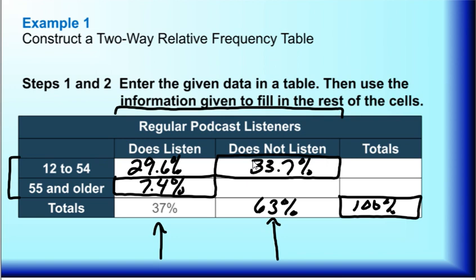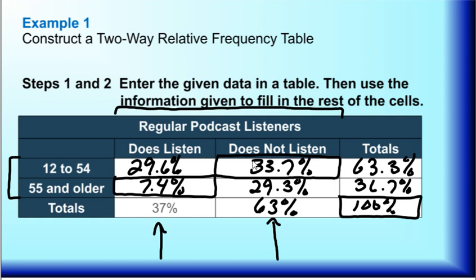Now I can find the middle box by taking 63% minus 33.7%, and I get 29.3%. And now to find the totals on the rows, I can just add straight across. And we have 29.6 plus 33.7, and that gives us 63.3%. And then 7.4 plus 29.3 gives us 36.7%. And if you would add straight down, that still gives you your 100%.